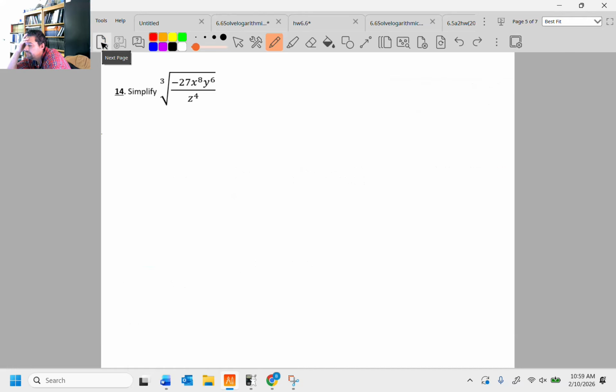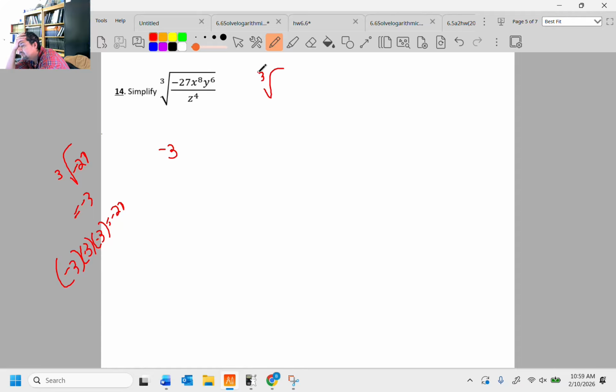Let's do 14. Simplify the cubic root of that thing. All right, well, first off, it's a cubic root. You know, the cubic root of negative 27 is negative 3, because a negative 3 times a negative 3 times a negative 3 is, in fact, negative 27. So I'm going to put a negative 3 out here. And let's just think about some of these pieces individually. All right, let's talk about this cubic root of x to the 8th.